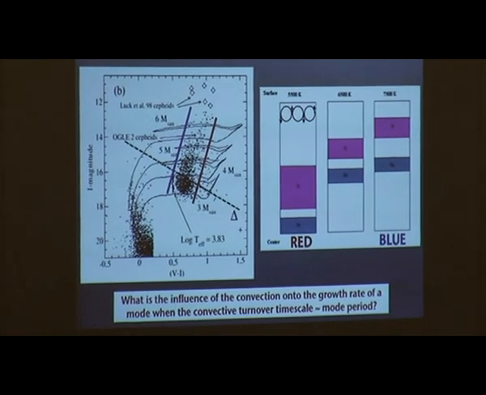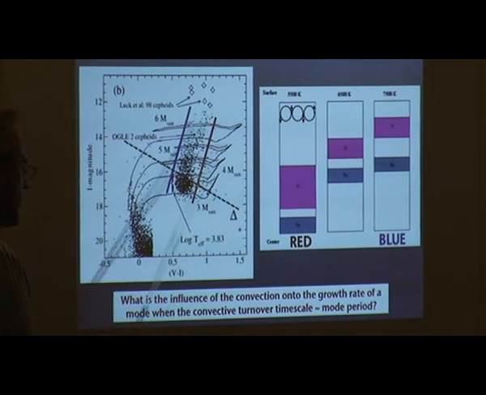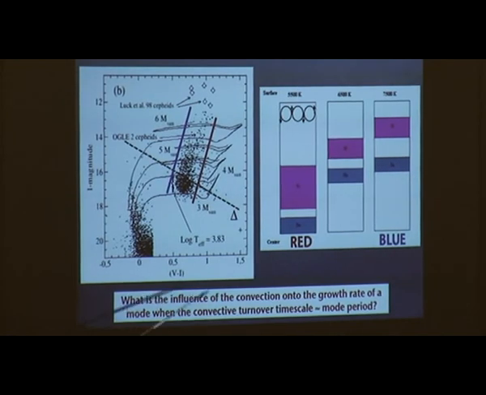You don't control anything. So in our case, we want to understand the coupling between convection and oscillation. The question is: what is the influence of the convection zone on the growth rate of a mode when the convective turnover timescale becomes of the same order as the mode period?